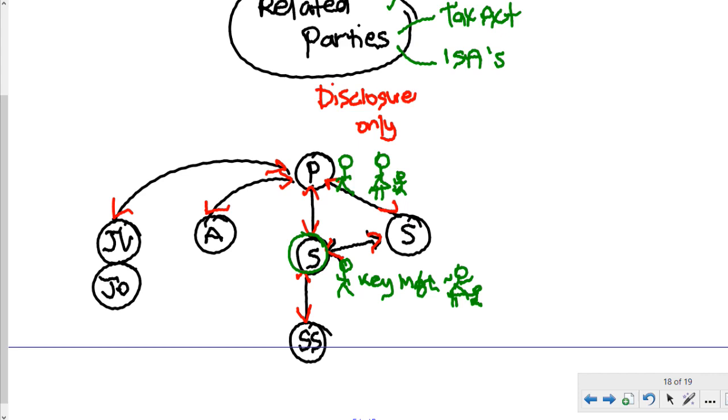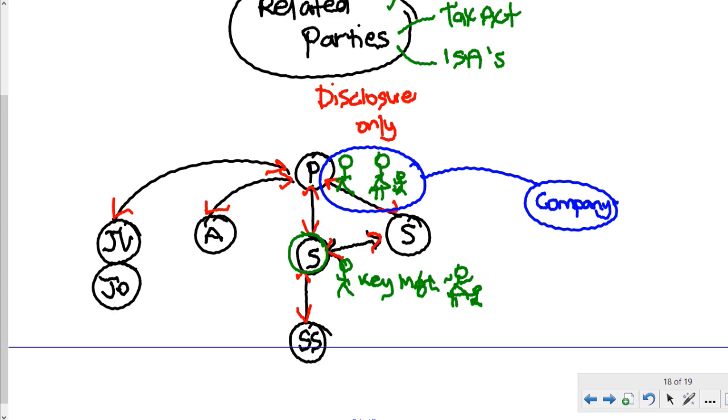And there's the kids, right? So it could be a close family member of any of those individuals. Then we broaden it some more, because any of these people, if they have a company that they control, I'm going to put here a company. If any of these people have a company, it says that any entity controlled, jointly controlled, or significant influence. So here we're looking at control, joint control, or significant influence.